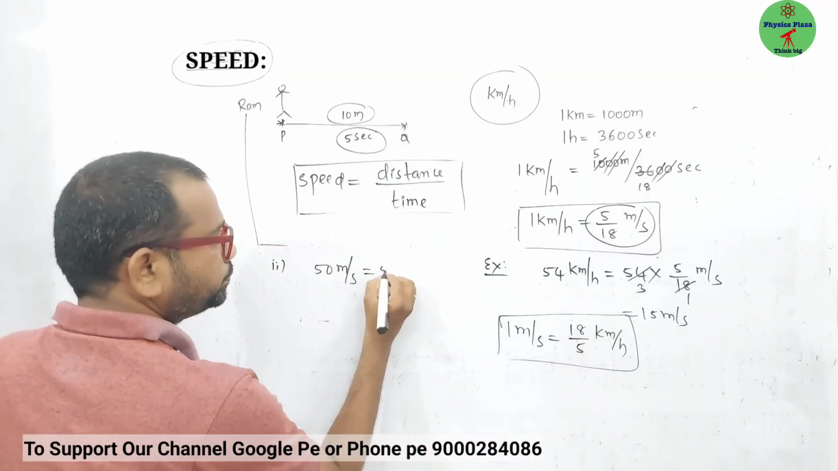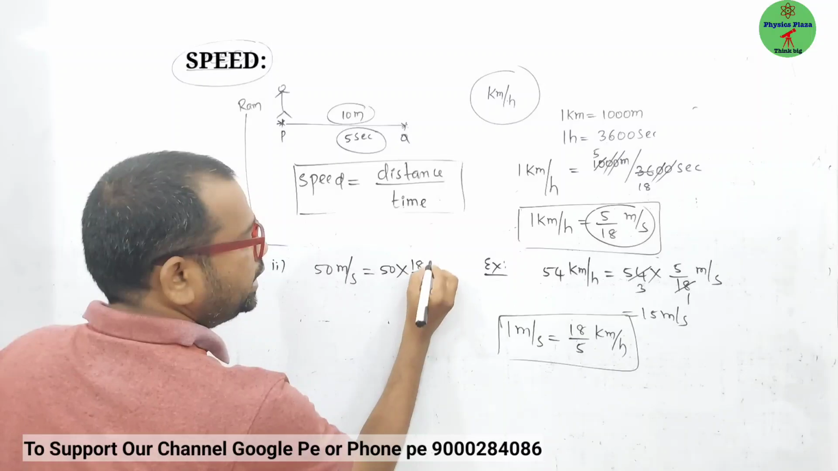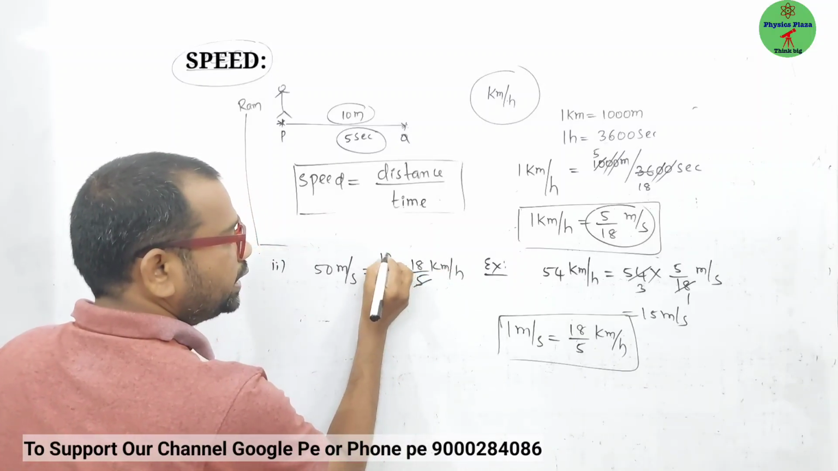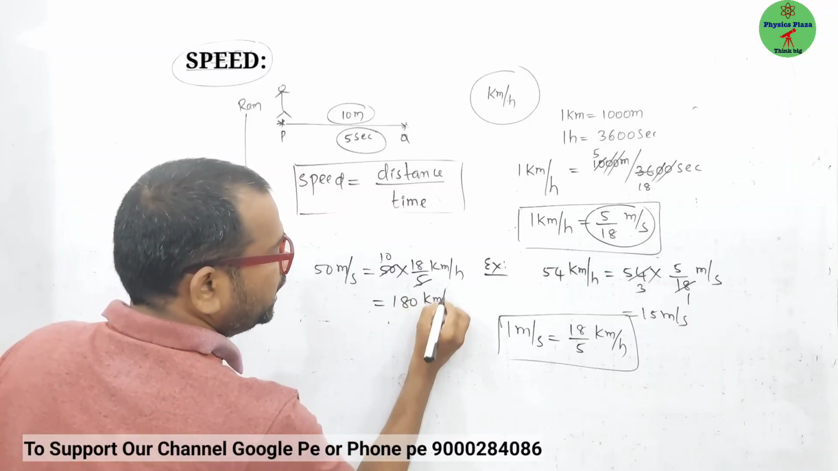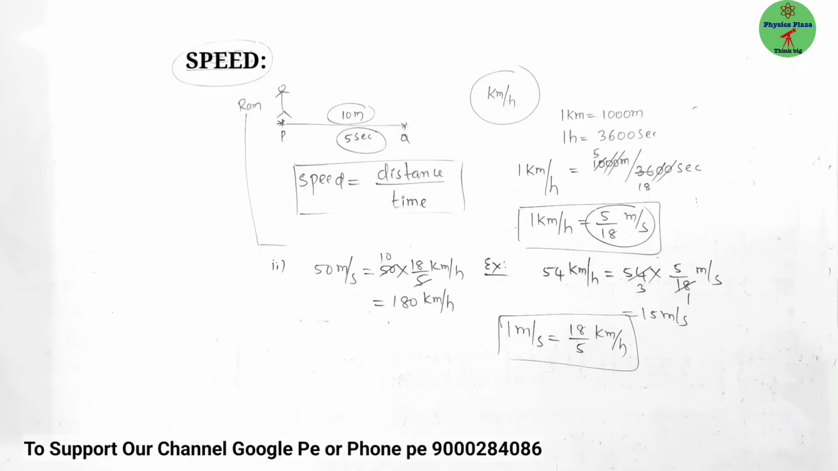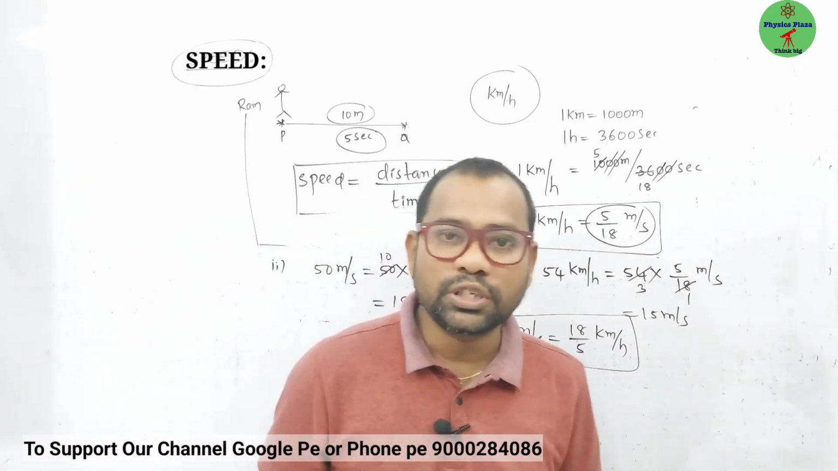Come on, let us do it. 50 into 18 by 5 kilometer per hour. 5 tens are 50, 5 ones are 5, 10 into 18 is 180 kilometer per hour. 180 kilometer per hour. That's it. So children, this is all about speed, children. This is all about the speed.